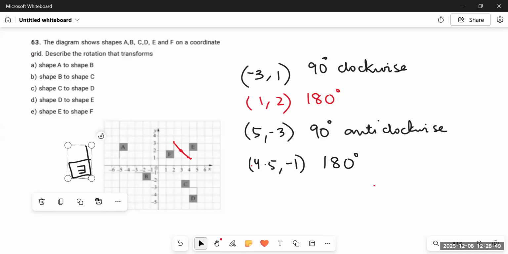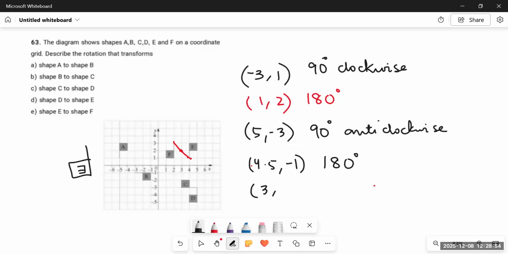With center (3, 2). This is a 180-degree rotation. That's it. Okay.